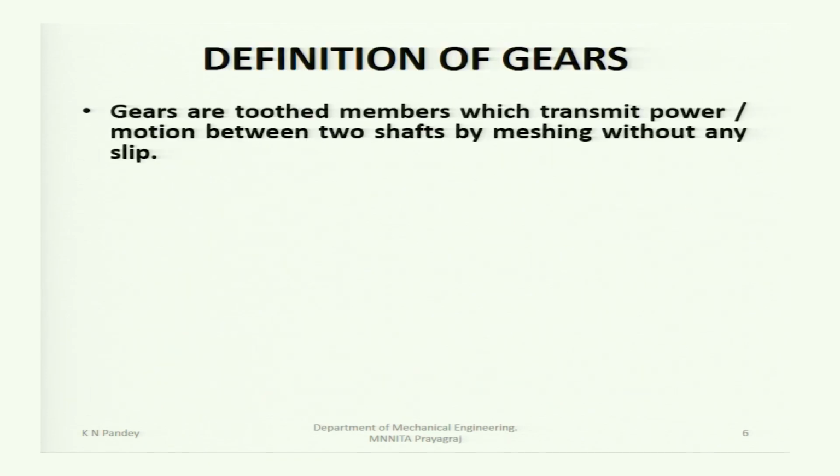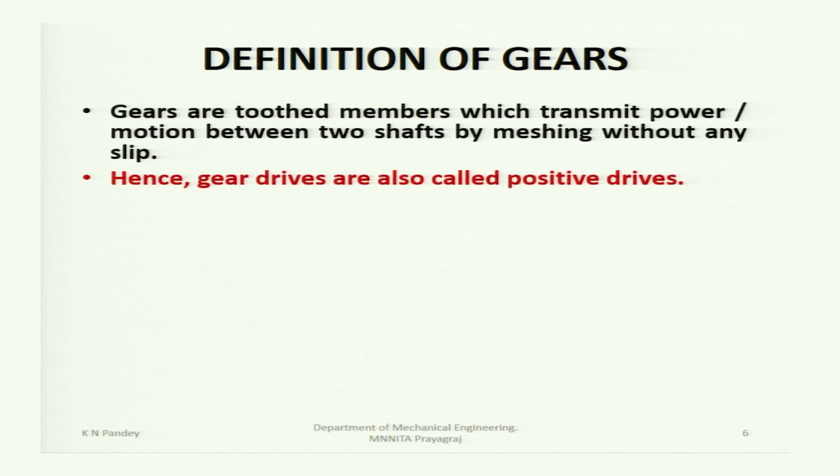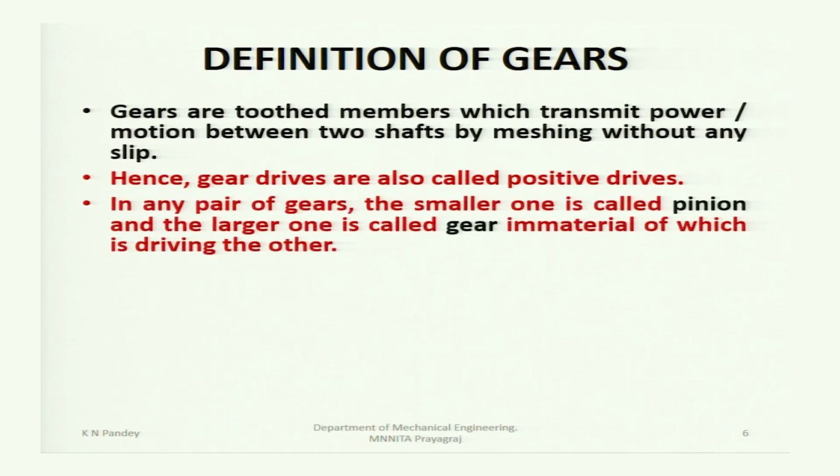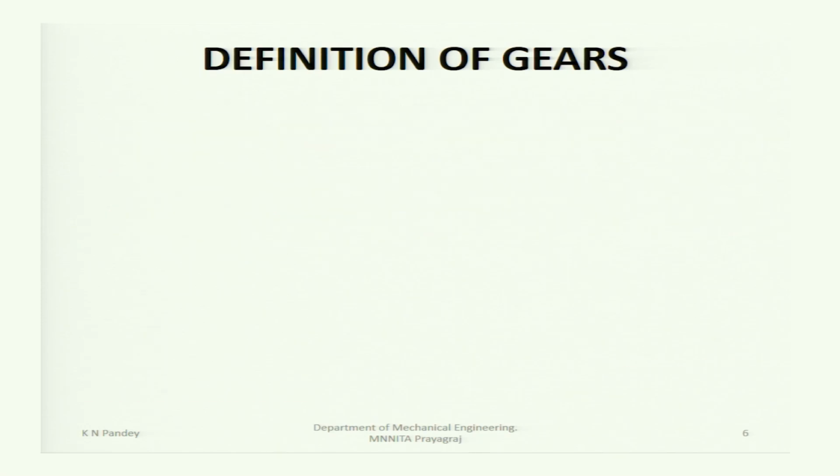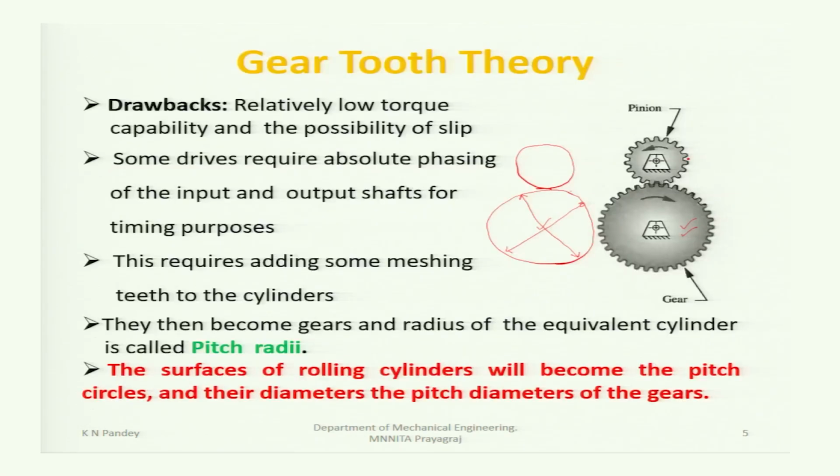Gears are toothed members which transmit power or motion between two shafts by meshing without any slip. Hence, gear drives are also called positive drives. In any pair of gears, the smaller one is called the pinion and the larger one is called the gear, irrespective of which is driving the other. For example, in this figure, the smaller gear will be called the pinion and the bigger one will be called the gear, irrespective of which gear is driving or which one is driven.